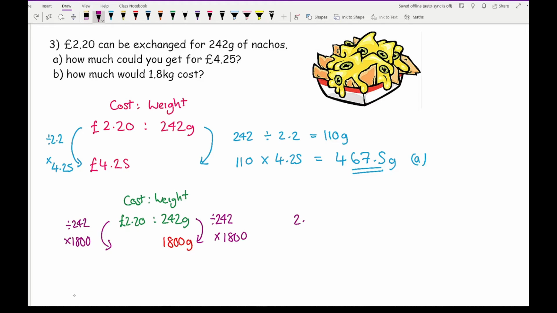So here I've got 2.2 divided by 242, which is not going to give you a nice number, but on the calculator we then multiply that by 1800. So 2.2 divided by 242 times 1800, and we get an answer of 16.3636, and it's recurring. So because we're dealing with money, it's going to be £16.36.